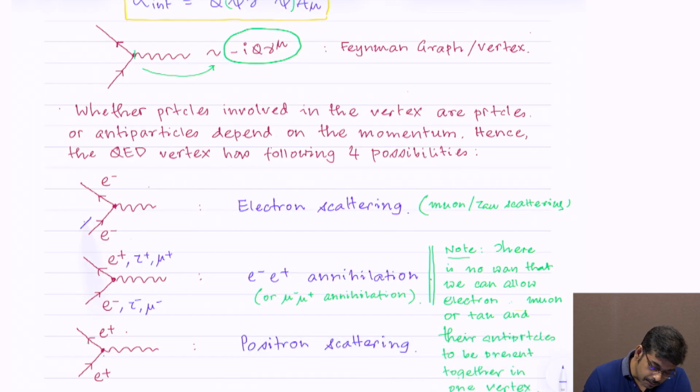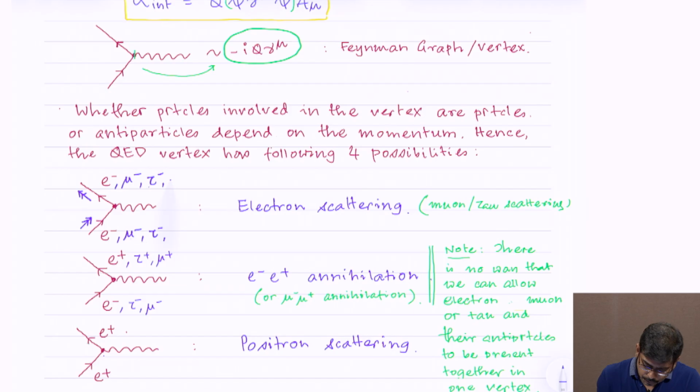Now, if I make the initial state arrow like this, then this is basically representing an electron scattering, because both the particles are particles, or rather electrons here. It is not necessary that when we talk about QED, we have to talk only about electrons. We can talk about any charged particle, so to say. So, I can have muons, I can have tau, you remember all your charged leptons.